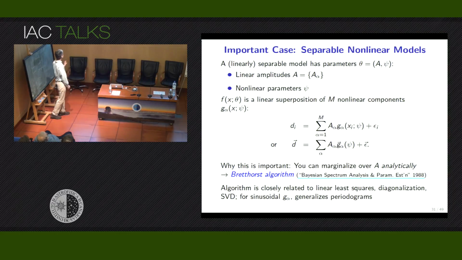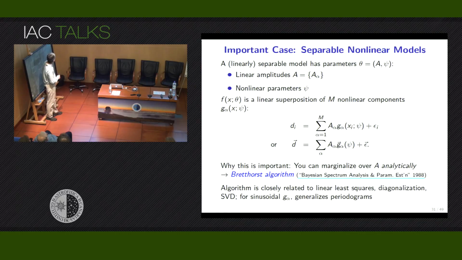There's an important special case of this that's worth highlighting. In the operations research literature, this class of models is called separable nonlinear models. These are classes of models where the parameters divide into two classes. There's some set of amplitudes A, so these are both vectors, and some set of nonlinear parameters that I've written as psi here. Linear amplitudes A, nonlinear parameters psi. So an example would be a superposition of sinusoids, where the weights of all the sinusoids are the amplitudes, and then the frequencies are the nonlinear parameters psi.